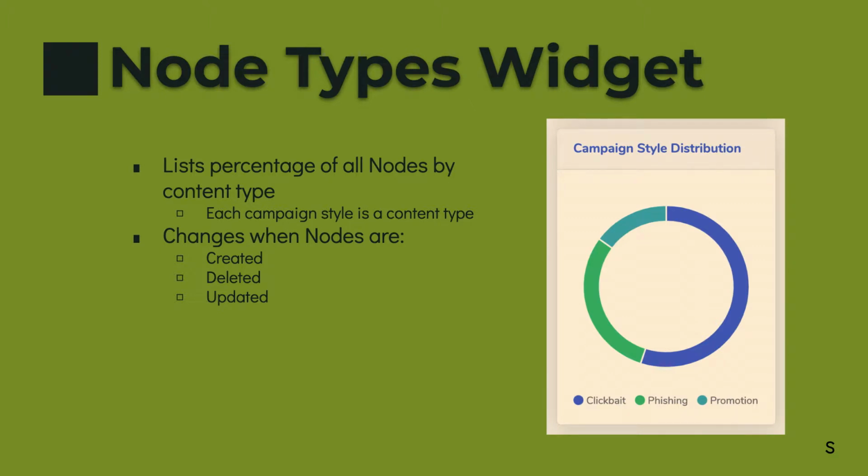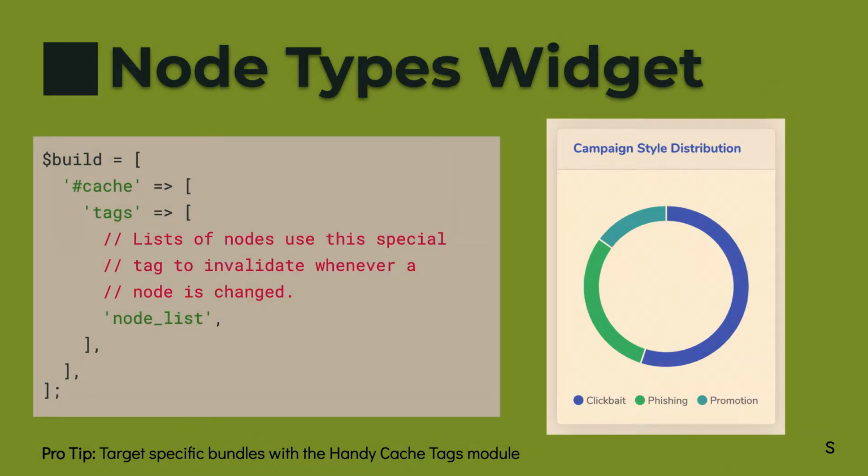And the point of this widget is to show within our system the overall breakdown of which types we have the most of. So this would change whenever any of that data changes. So if we add one phishing campaign or one clickbait campaign, the whole structure of this chart would change, so we've got to invalidate it. So the way that we tell Drupal about that is with that node list tag, so that whenever any of those changes, it goes back and it'll update and invalidate all of those cache entries so it knows next time to rebuild it.